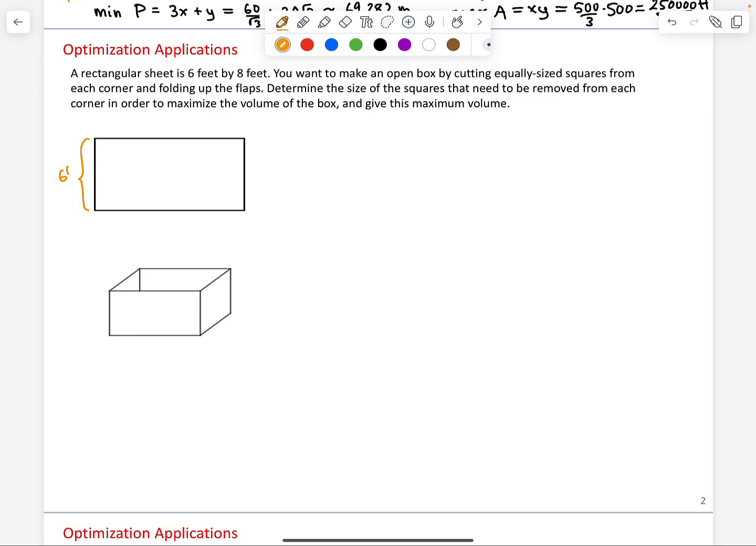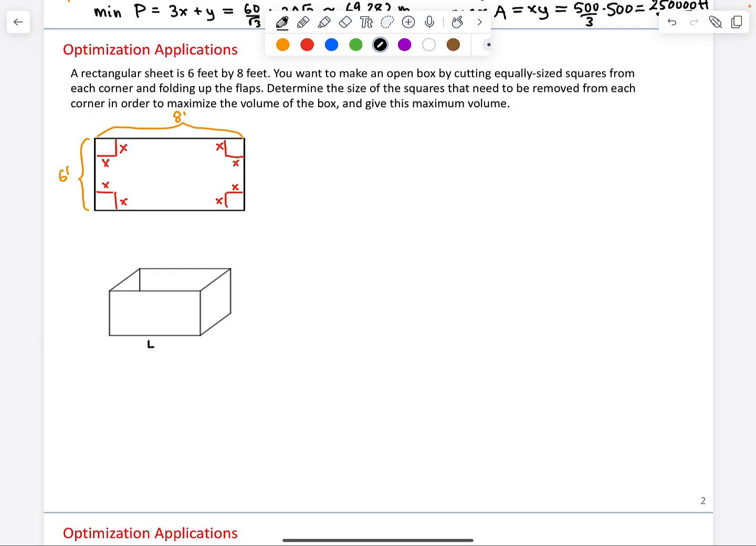This rectangular sheet is 6 feet by 8 feet. We're going to remove 4 equal squares from each corner. Let's say each of them is x by x. Then fold up the flaps to make a box that has no top. The question is, how big should the squares all be so that the resulting box has maximum volume?